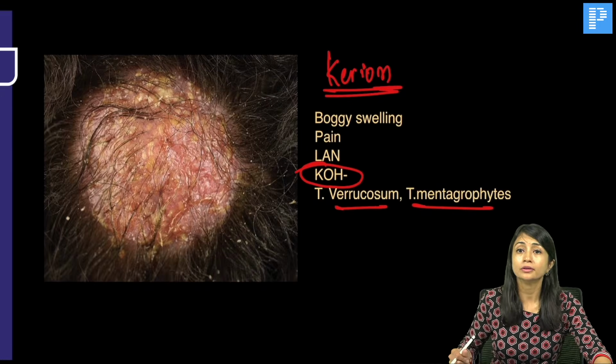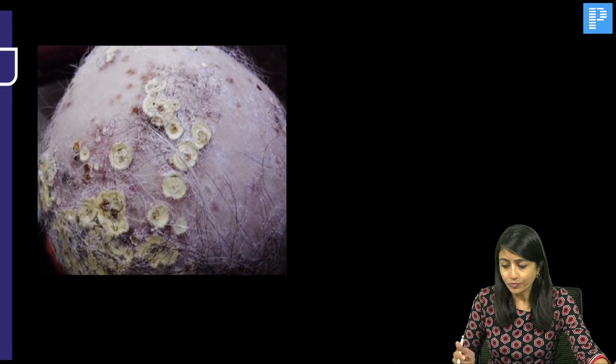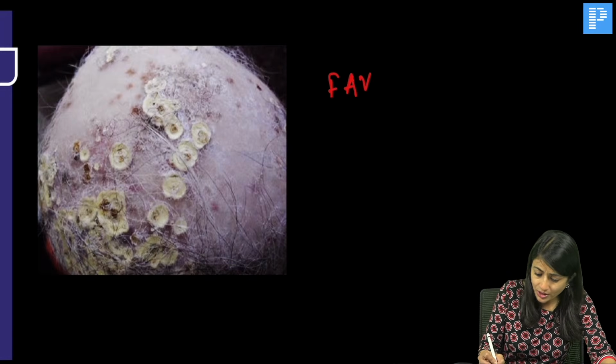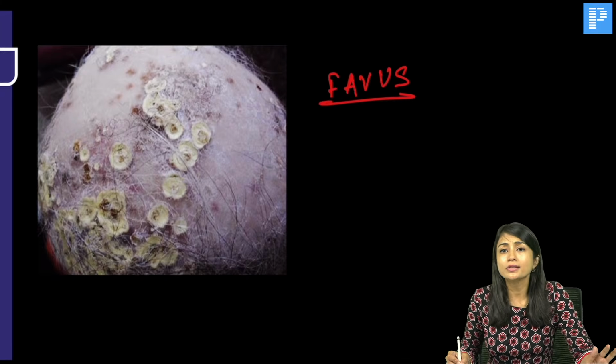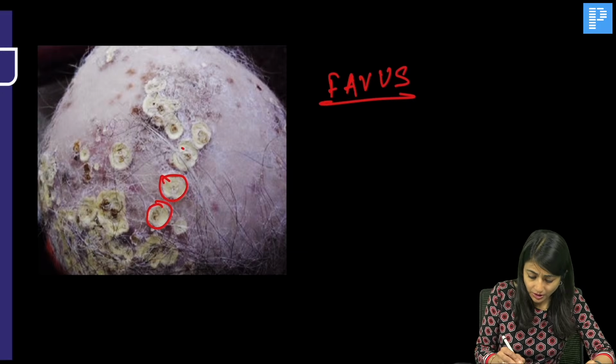Clear? Then what is this? So, this you all know, since you know all of this. This is Favus, another form of inflammatory Tinea capitis. Now, what is Favus caused by? And what are these cup-shaped crusts that you see?